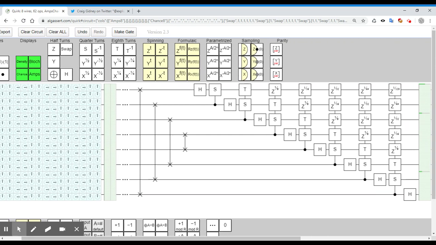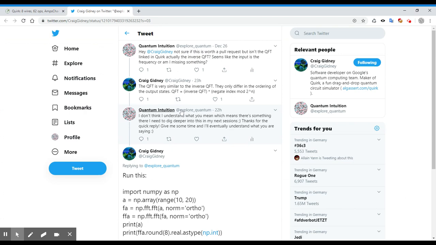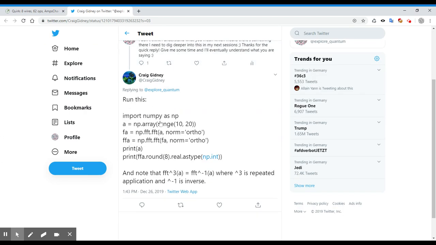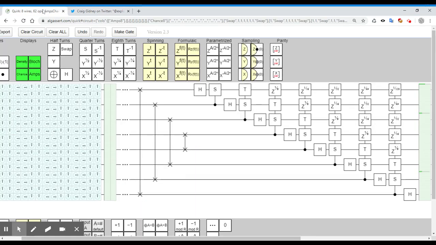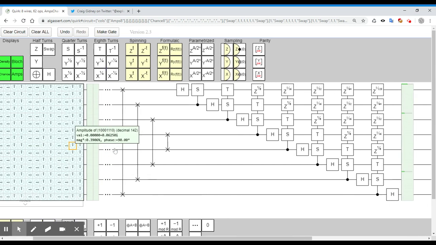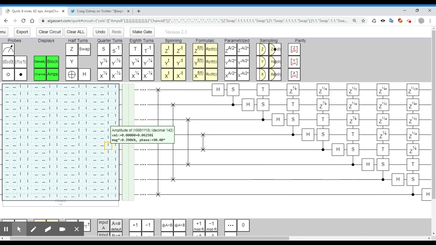But I quickly wanted to test what Craig is saying here, because then it's like, okay, run these, right? Import numpy, and then basically he creates an array of values. Is that an orthonormal distribution? I don't know. And basically apply the Fourier transform 3 times. So he's saying if you apply it 3 times, it's the same as applying the inverse. So instead of doing that, I'll just try to put it in Quirk to verify this.